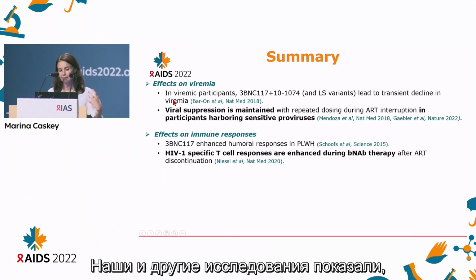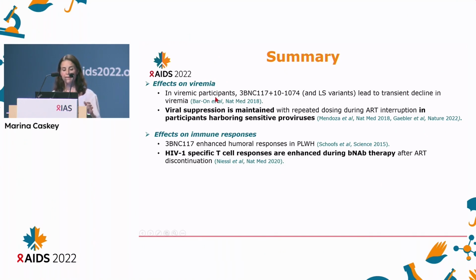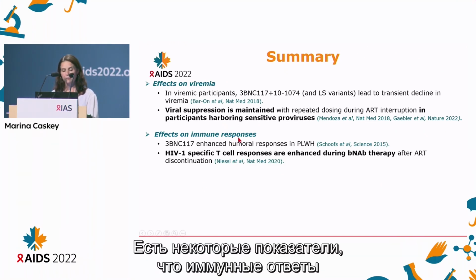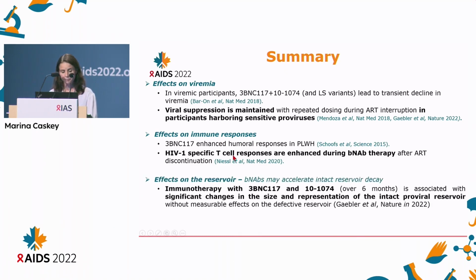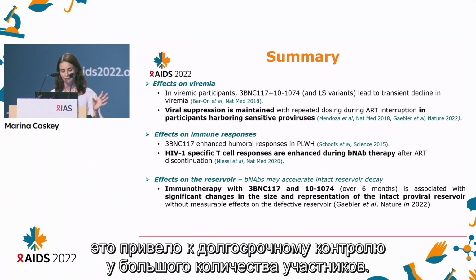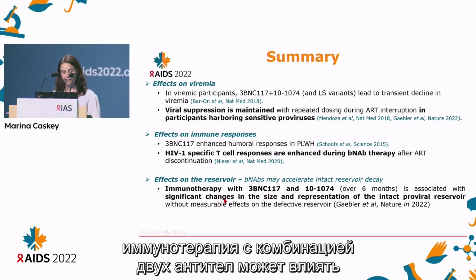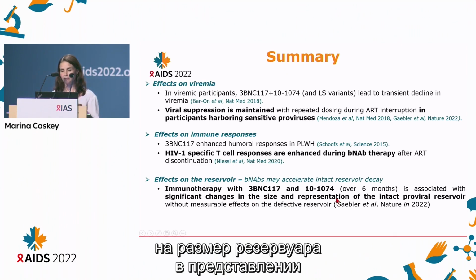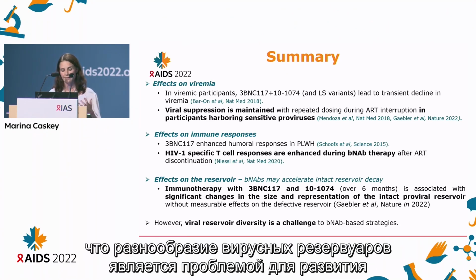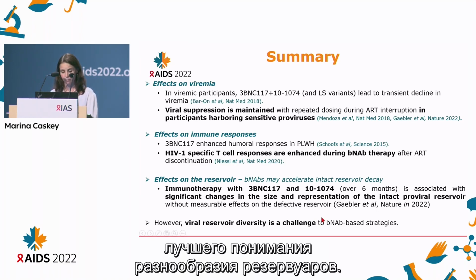So to summarize, our studies and others have shown that antibodies, these two antibodies and other antibodies, are able to decrease viremia in clinical trials, and that viral suppression can be maintained for an extended period of time in participants that have sensitive viruses to begin with. There's some indication that immune responses are modulated, modified during antibody therapy. We have not yet found or modified these responses in a way that led to long-term control in a significant number of individuals. And in terms of the reservoir, again, we also have very early indication that immunotherapy with a combination of two antibodies can, in fact, impact the size of the reservoir and the representation of the intact proviral reservoir in a period of time. However, across all of our studies, we continue to face the fact that the viral reservoir diversity is a challenge, and development of newer, better combinations and better understanding of reservoir diversity continues to be a priority.